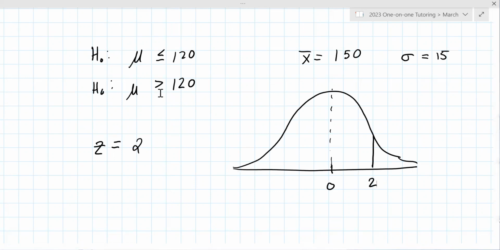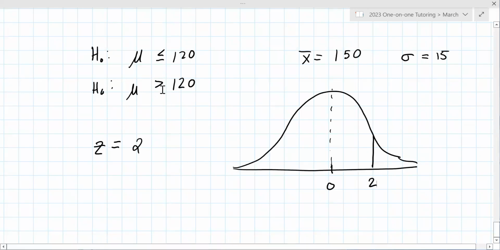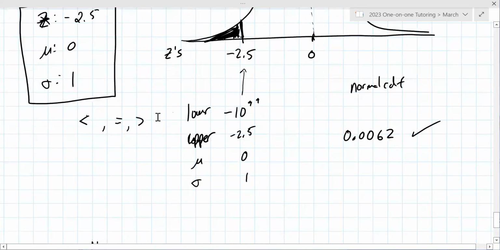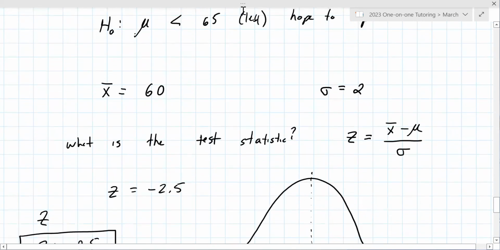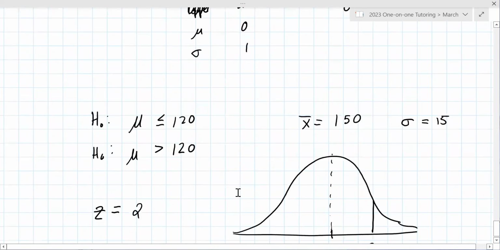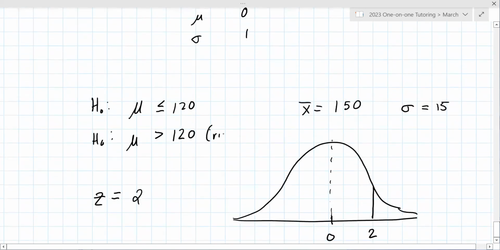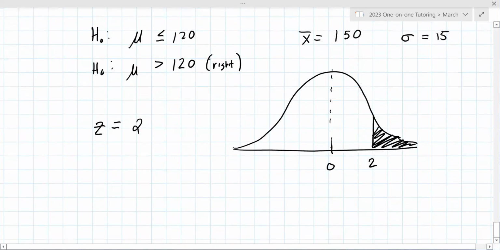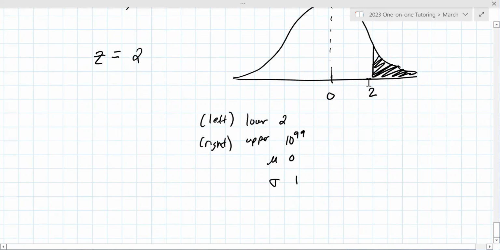To the left. It's based on the alternative hypothesis. So see how on the previous one it was less than, so we shaded left. In this one it's greater than, so we're going to shade to the right. Now this time when you go to your calculator, you got to do the lower, the upper. The lower now is 2. Think of the lower as the leftmost number and the upper as the rightmost number. The upper is your 10 to the 99. Mu is 0 and sigma is 1. Will you go ahead and calculate that for us, please?